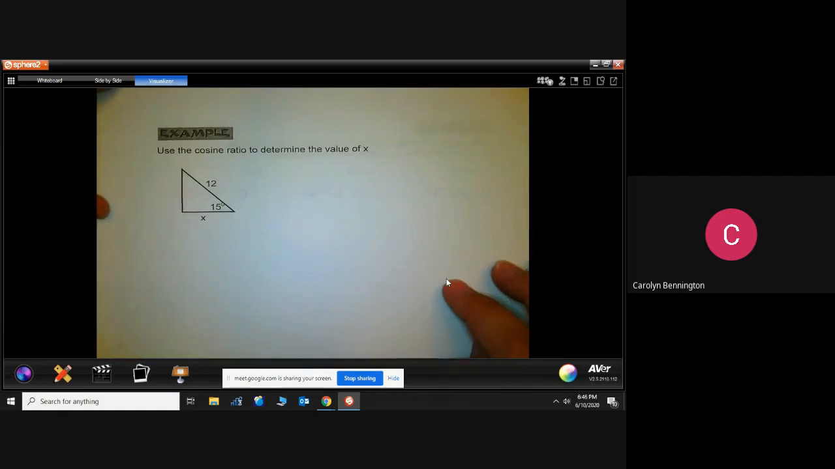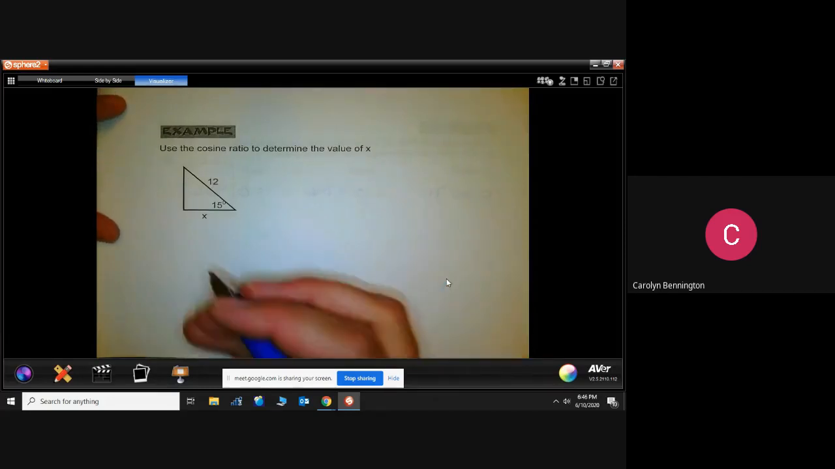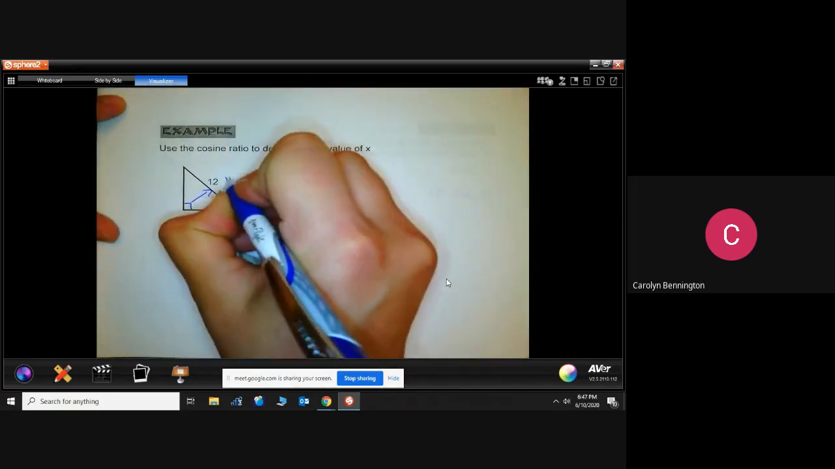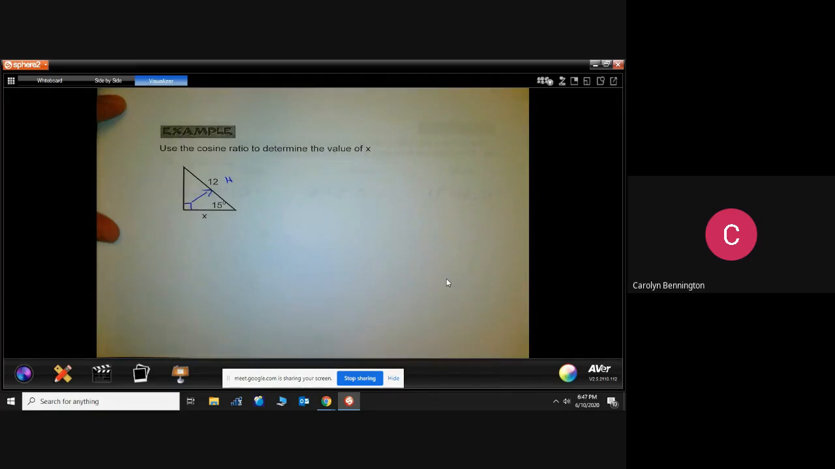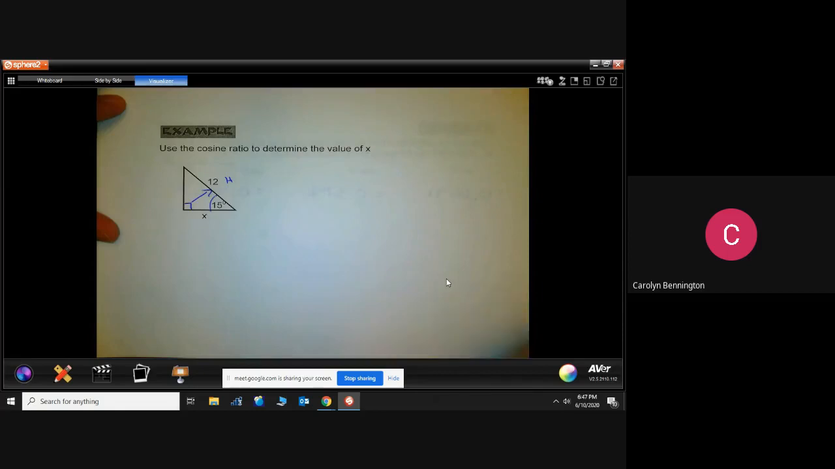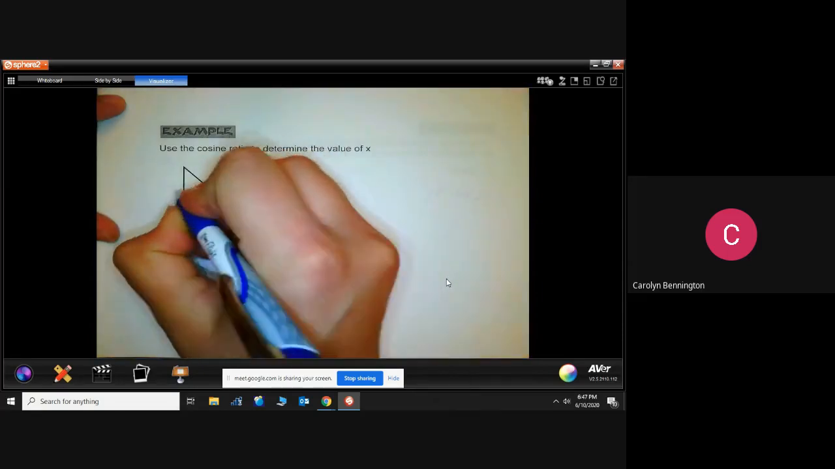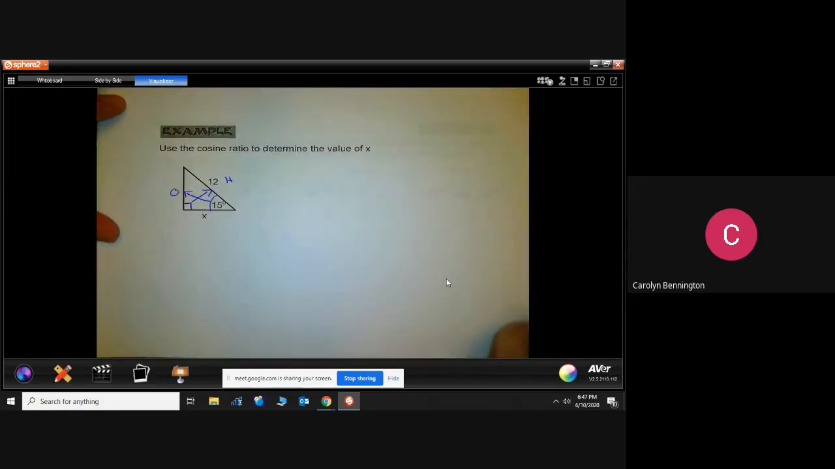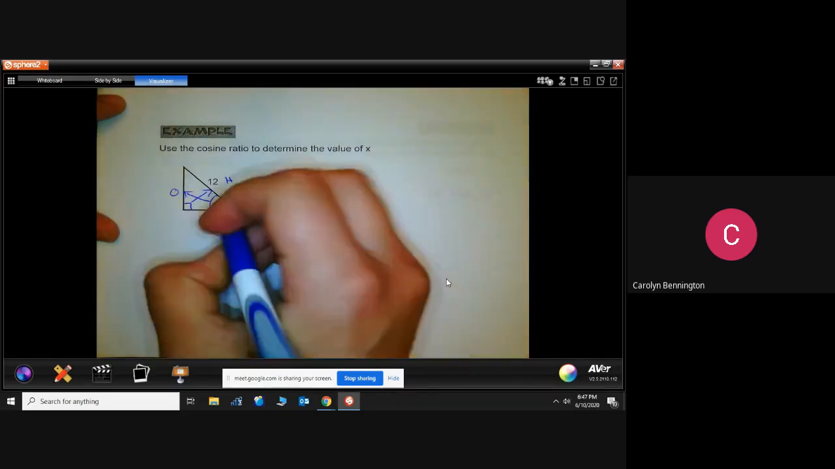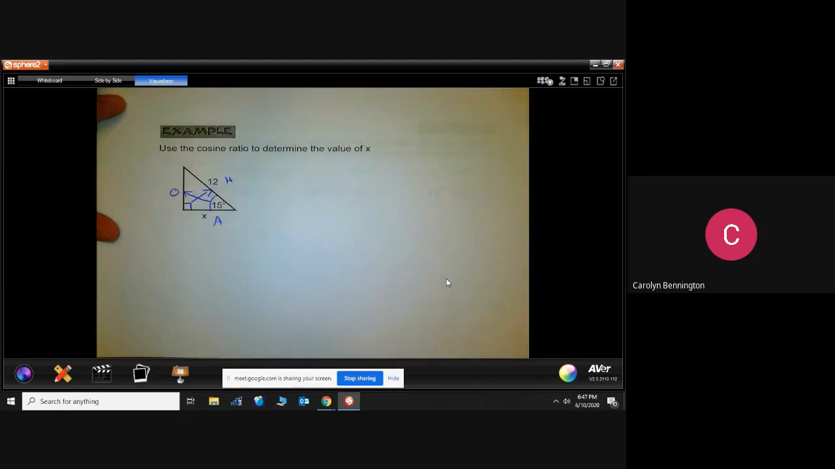Okay, looking at the next example, it says use the cosine ratio to determine the value of x. So again, to start, we need to label our triangle. So again, we have our 90-degree angle. Directly across from that is our hypotenuse. We're given the angle of 15 degrees, so this is the angle that we're going to work with. Directly across from our 15 degrees is your opposite side, and the side beside the 15 degrees is our adjacent side.